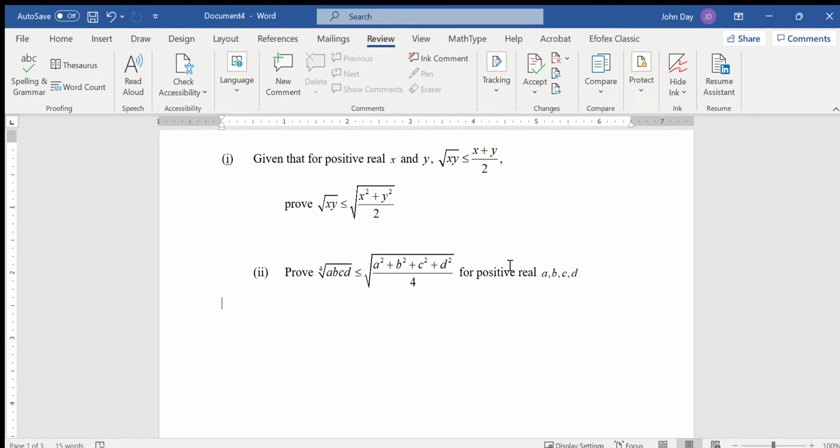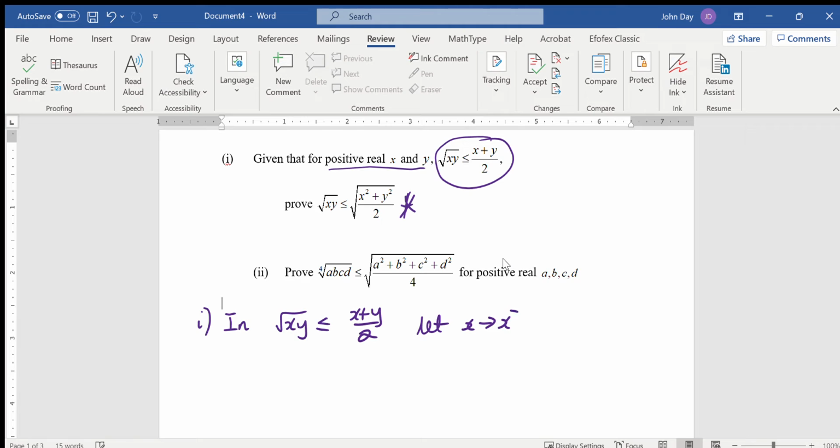All right, so we've been given this, and the fact that we've got positive x and y's, and we've got to make a proof. And the thing about this proof here is there's x squareds and y squareds in there. So I'm going to try a transformation in root xy less than or equal to x plus y on 2: let x transform to x squared and y transform to y squared. Let's see how we go there.